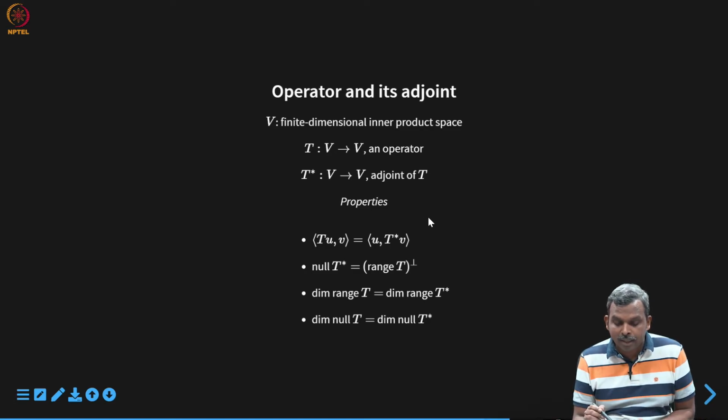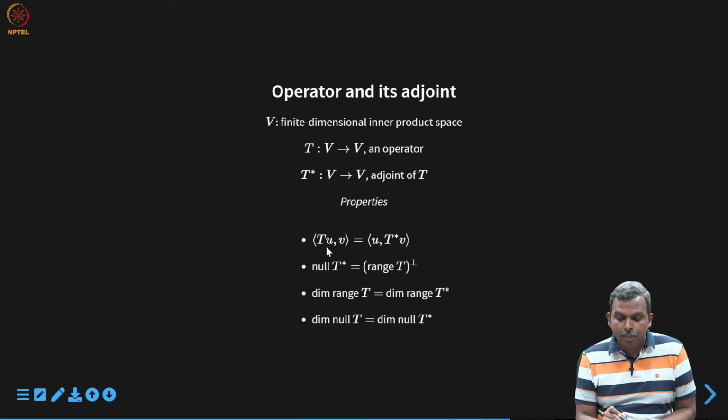Here are some interesting properties. The property for the adjoint, the basic definition, right, this is more or less the definition: <Tu, v> will be equal to <u, T*v>, and null of T* is range of T perp, and dimension of range of T equals dimension of range of T*. All these were true in general for linear maps, isn't it? Now, because it is an operator, the dimension of null will also be the same. Okay. So, that ends up being the same.